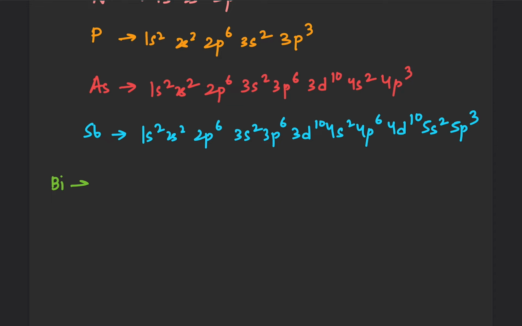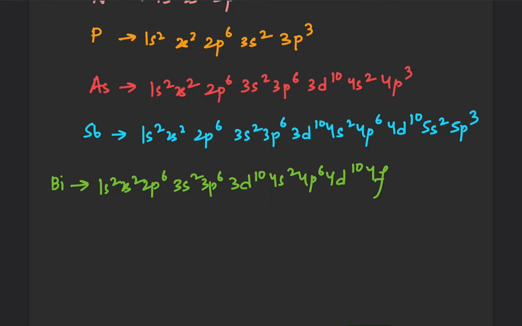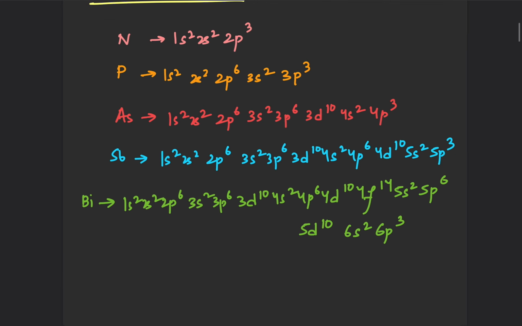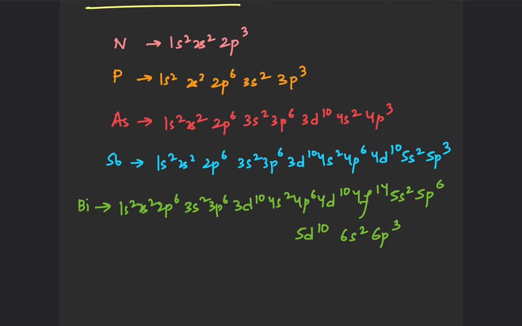Cool. And the last one is bismuth: 1s2, 2s2, 2p6 obviously, 3s2, 3p6, 3d10, 4s2, 4p6, 4d10. Also we have 4f14, 5s2, 5p6, 5d10, 6s2, 6p3. Okay, so this is the electronic configuration of all the group 15 elements.